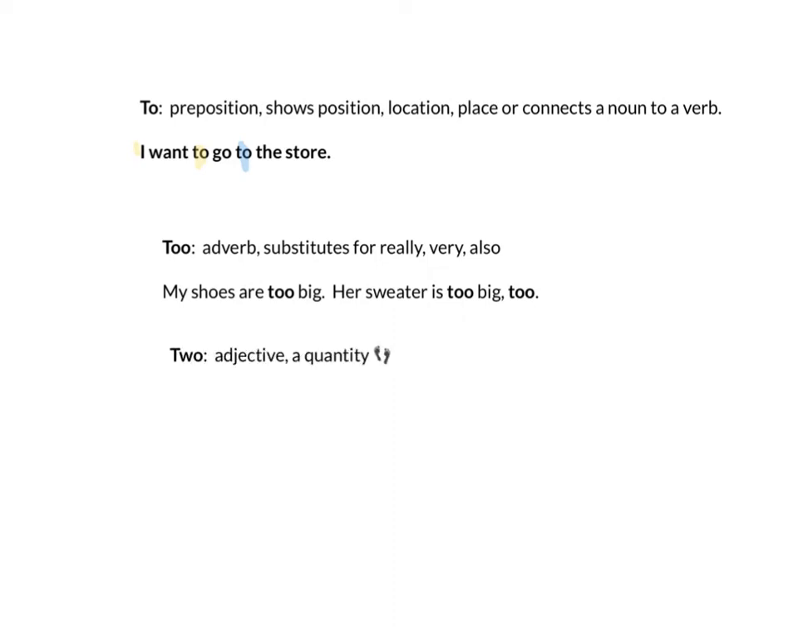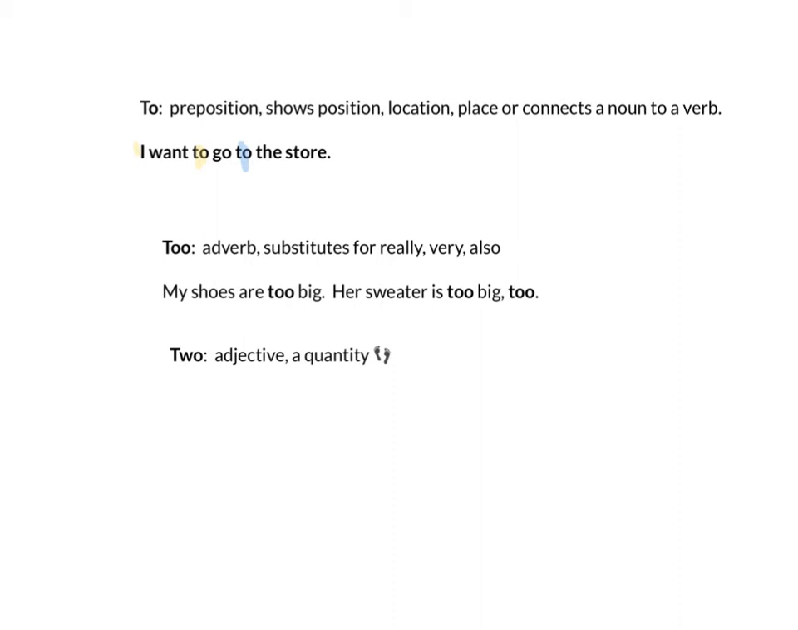The last form of to is two, which is an adjective, and two is a quantity. You'll see that there are two footprints, 1, 2. So that is a mathematical quantity, meaning that there are two of something. So to is a preposition showing position, location, or place. Too is an adverb that can be used to substitute for really, very, or also. And two is an adjective that demonstrates a quantity, 2 items.